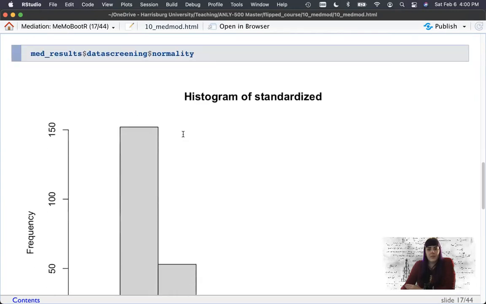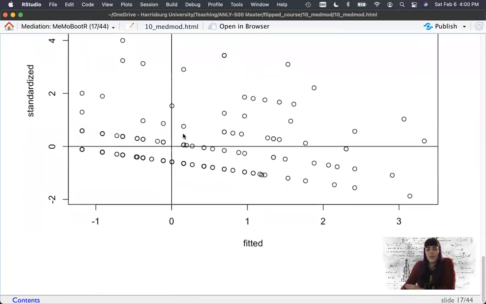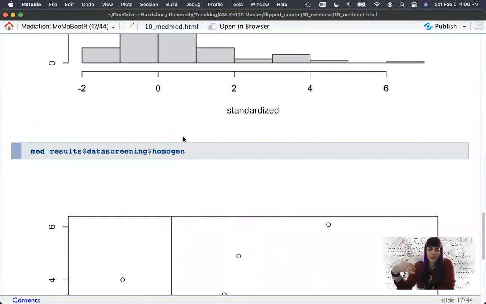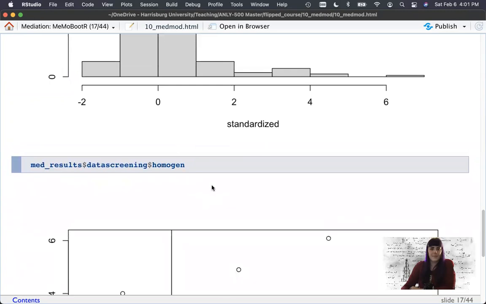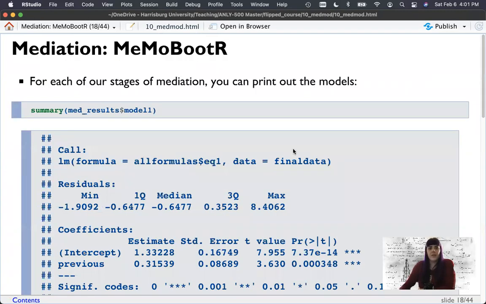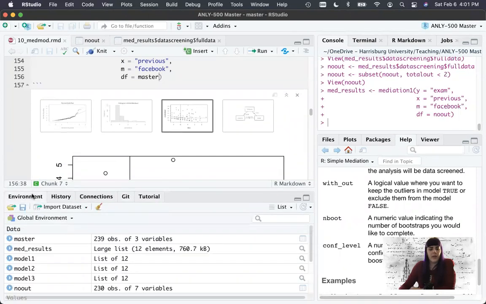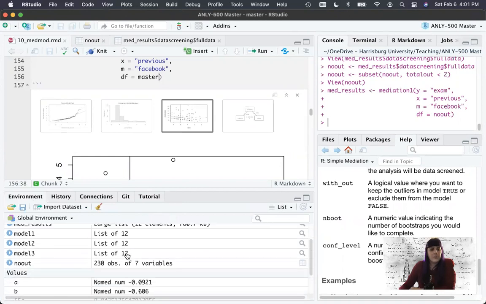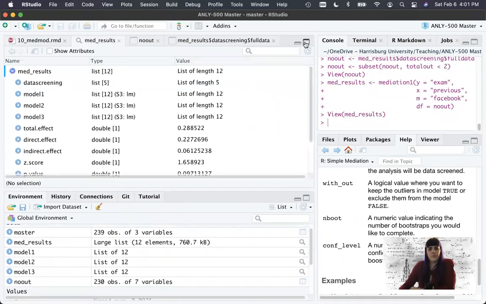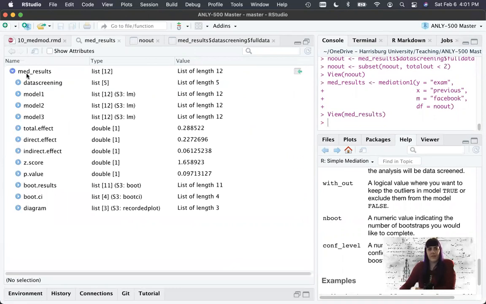I can look at my linearity plot, my normality plot, and my homogeneity plot separately, so I can print them out. They do automatically print when you run the function, because I can't control that, but they also are saved, so you can print them later if you want. Now, it does run each stage in the mediation, so I could just print those models out, run summary of my mediation results, $model1, because everything is saved in a list. If you're ever confused about how that kind of works, you can come over here and look at my environment.